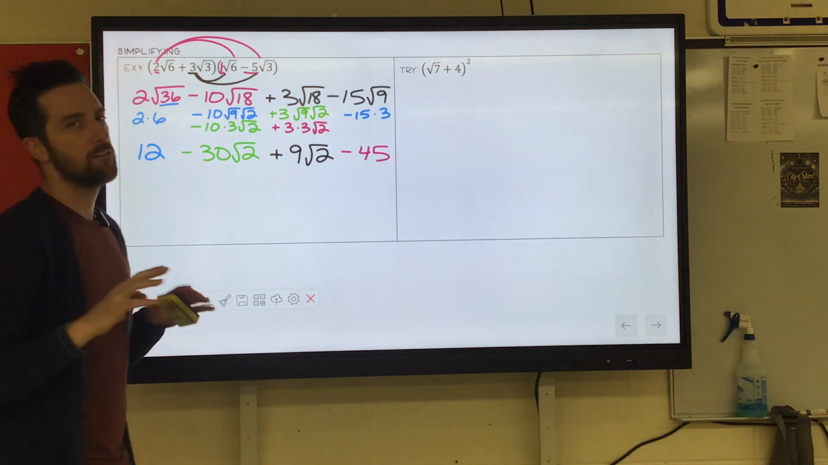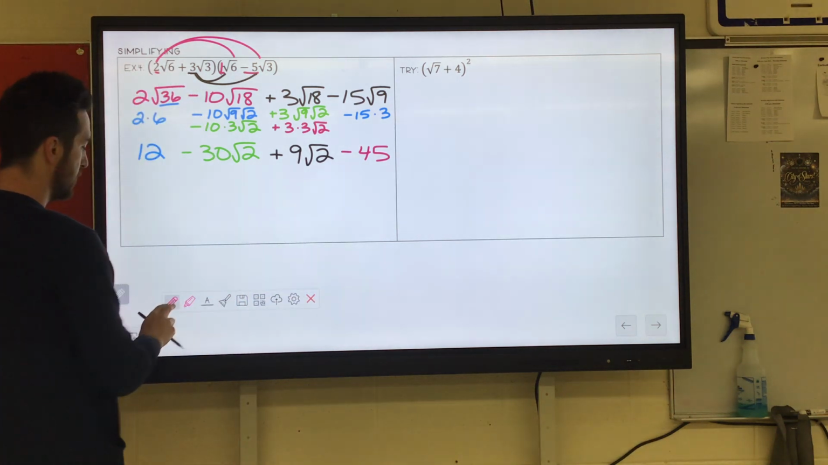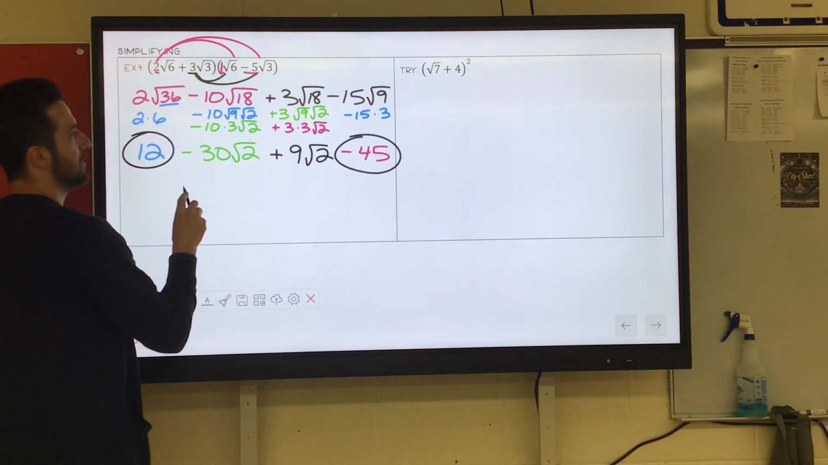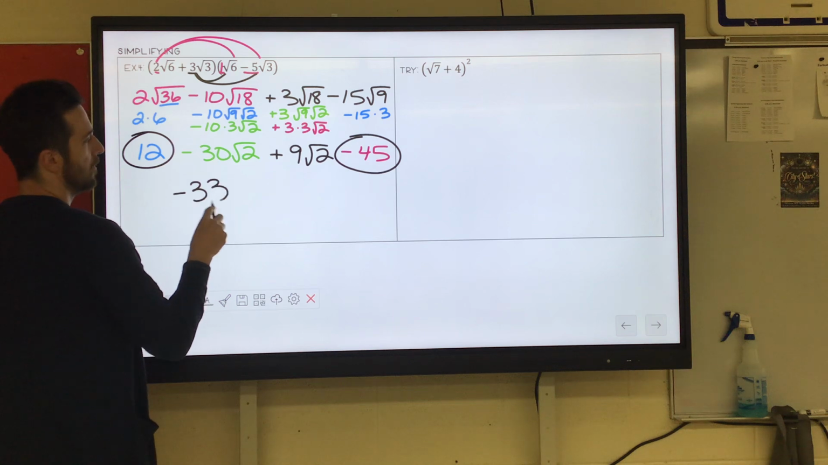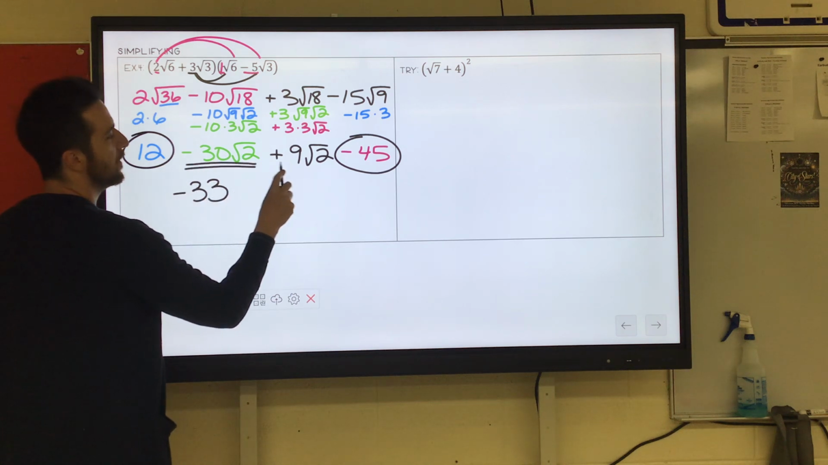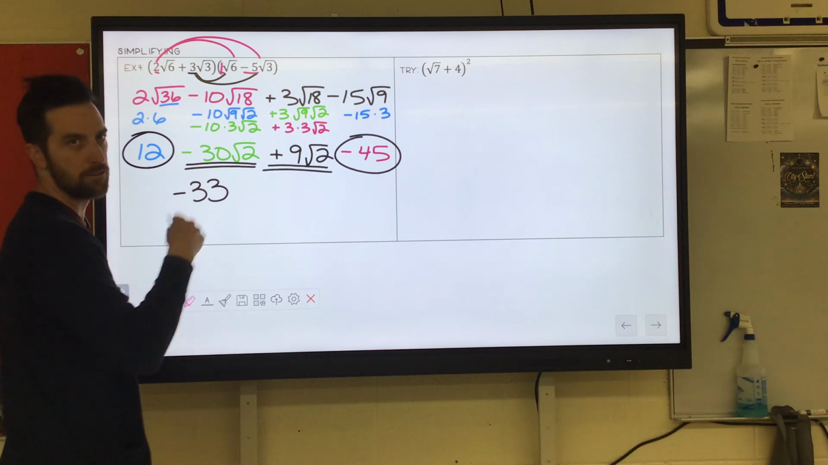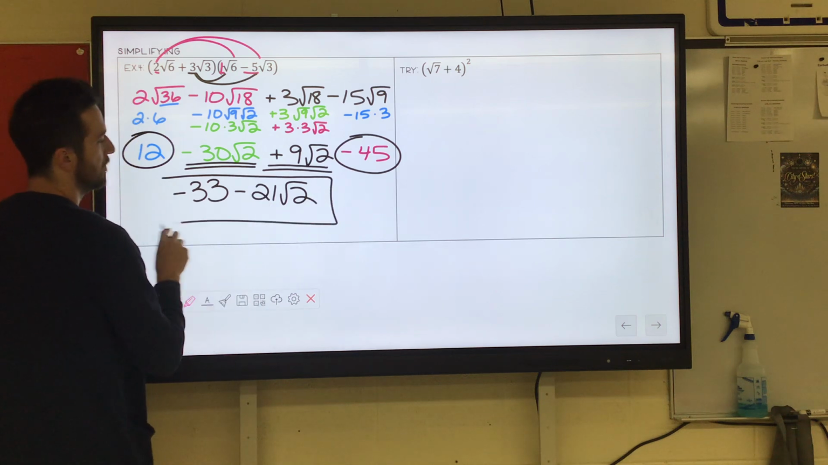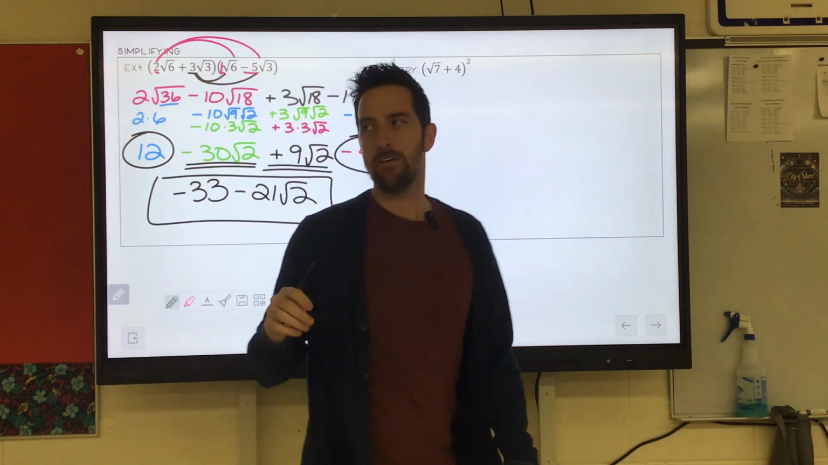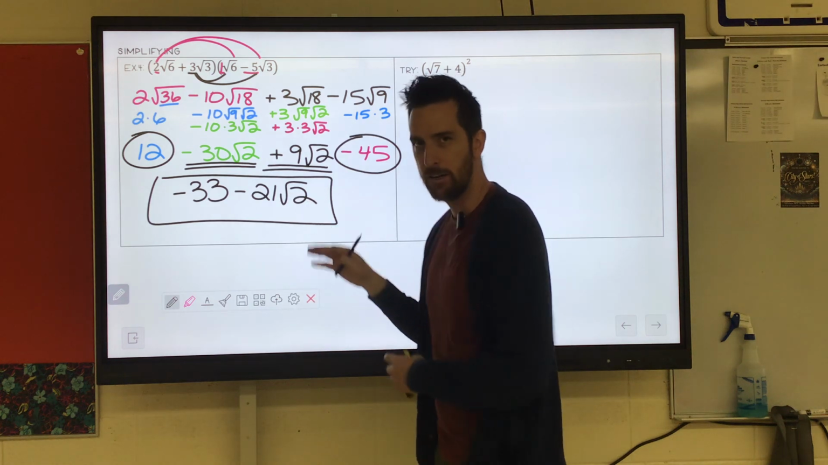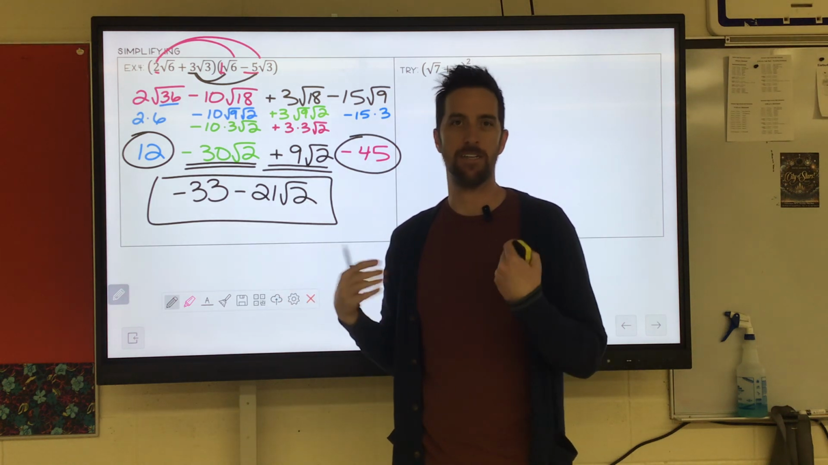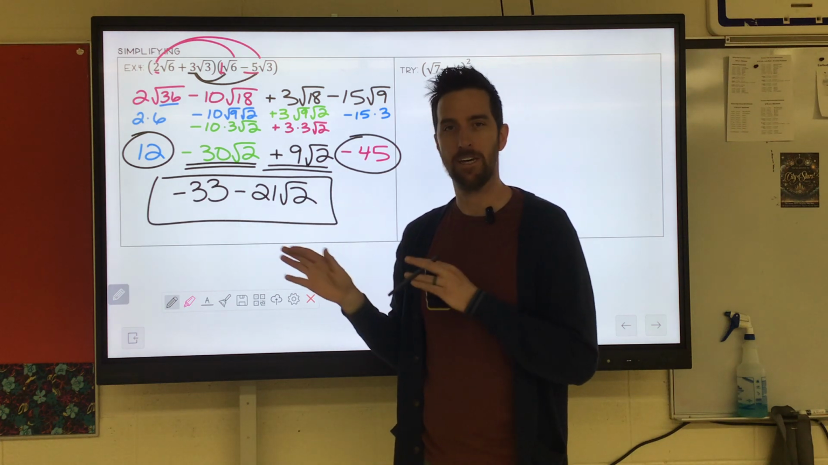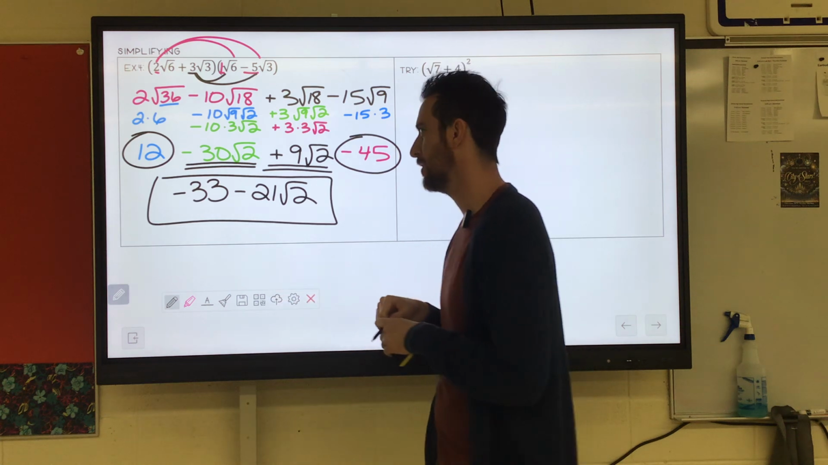Whew. We've taken down all the perfect squares. Last thing to do is combine our like terms. I could do 12 minus 45, that's negative 33. And these are both root 2's. Negative 30 root 2 plus 9 root 2. Negative 30 plus 9 is negative 21 root 2. Now, you can't combine those. When you have whole numbers and also some radical expressions, put the radical expressions at the end. That's proper form, standard form, if you will. If there's all kinds of radicals that you can't combine, it really doesn't matter which one you put first.